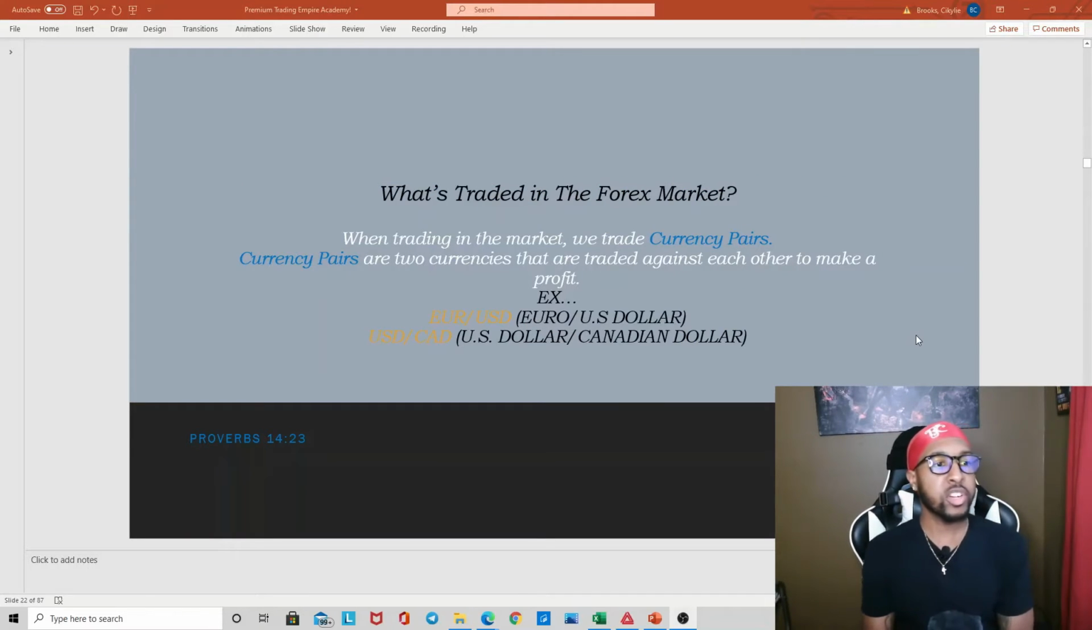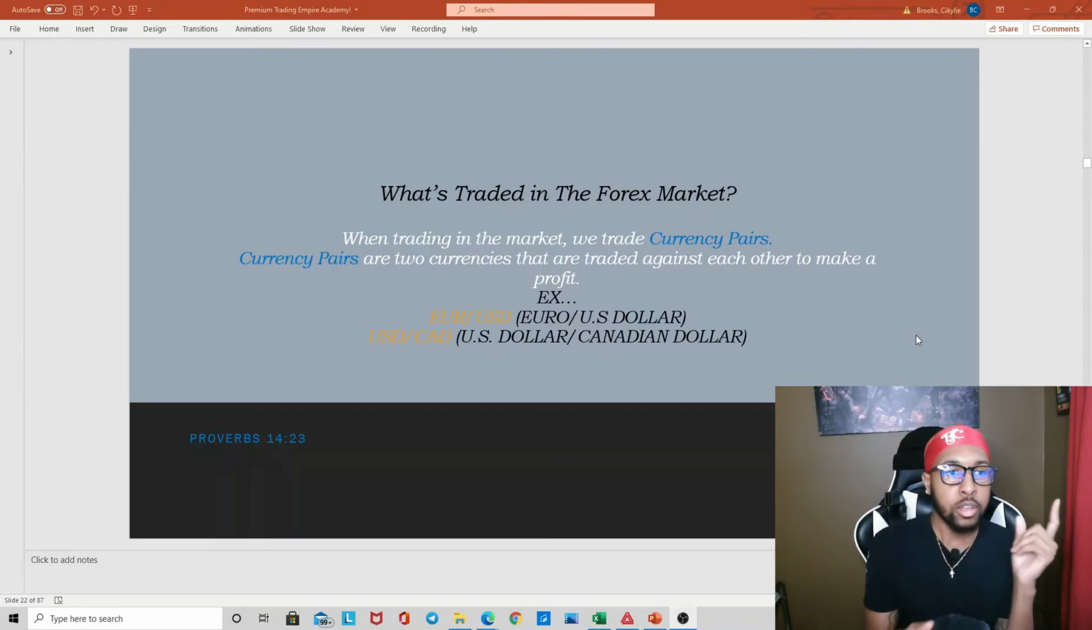So when trading in the foreign exchange market, we trade currency pairs. So what is a currency pair? Currency pairs are two currencies that are traded against each other to make a profit.